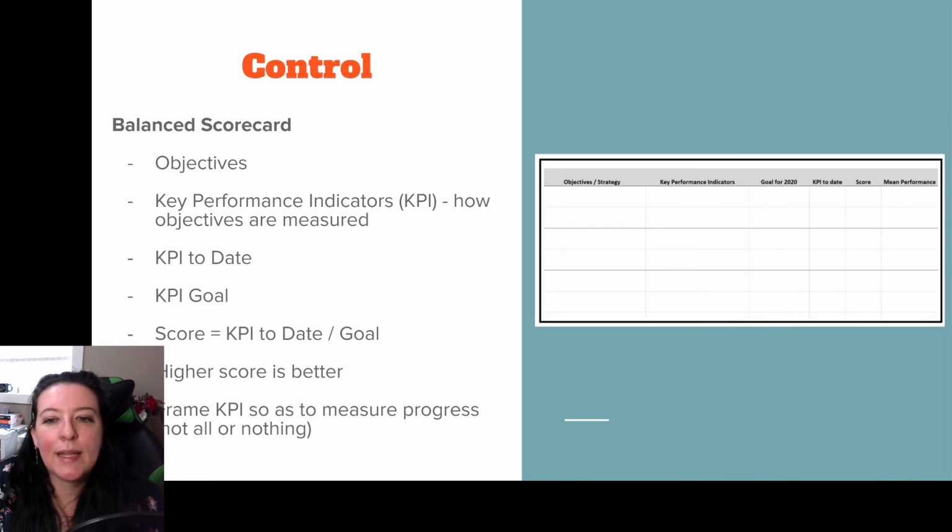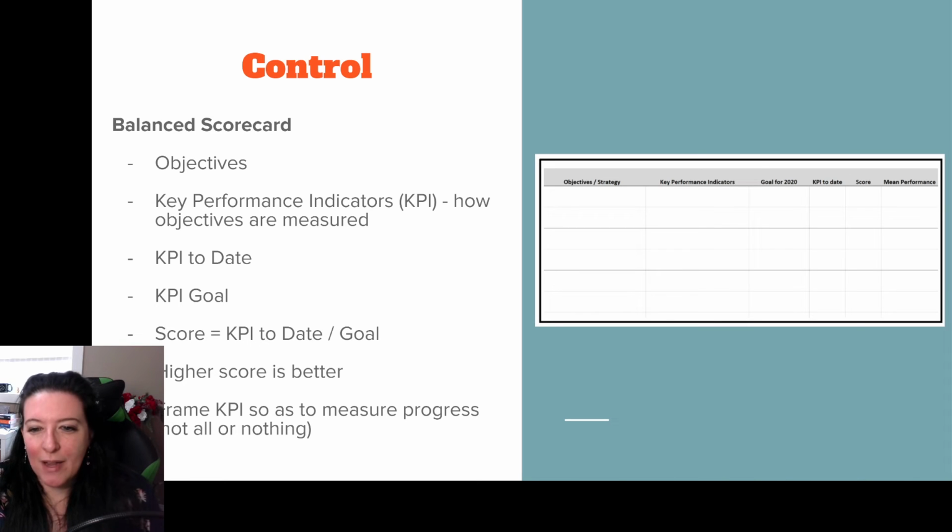So for example, if we were doing a project and we wanted to make sure that nobody was injured in this project, maybe there's quite a bit of physical risk in the project, you wouldn't want your KPI to be 0 injuries. Because the problem is while your goal is 0, if your KPI to date was 5, you would be 5 divided by 0, and you're at 500%. Does that mean that it's good? No, because you wanted 0 injuries and you have 5.